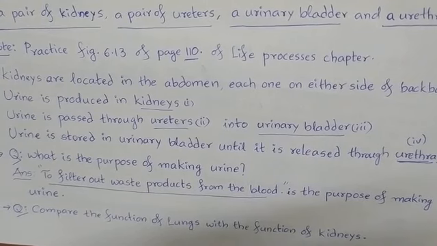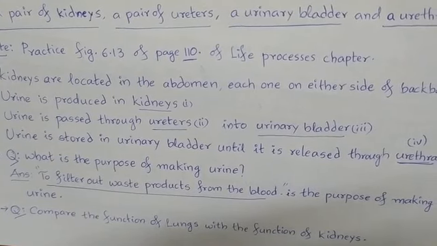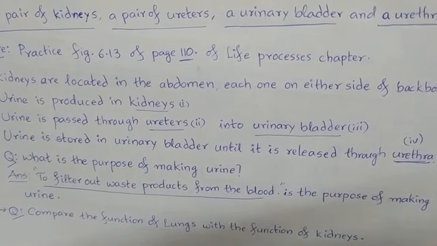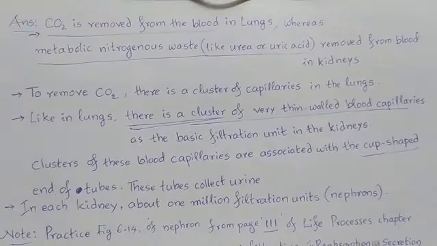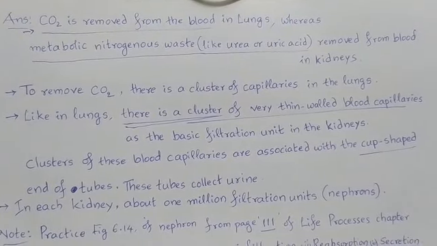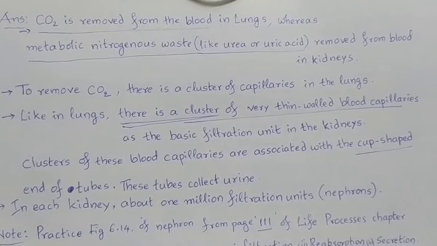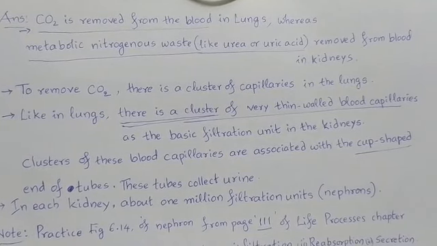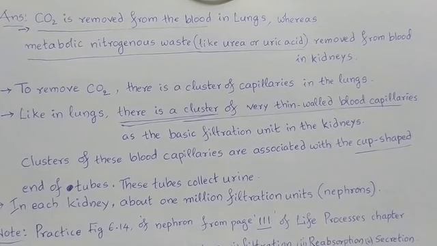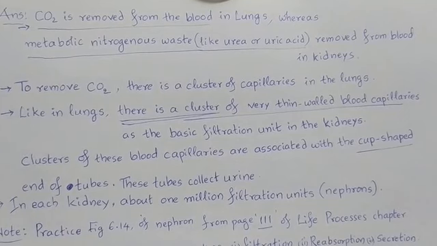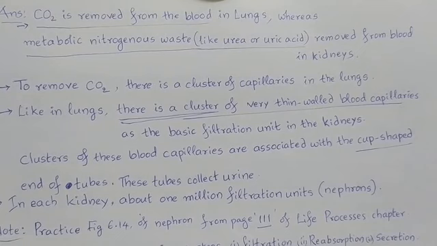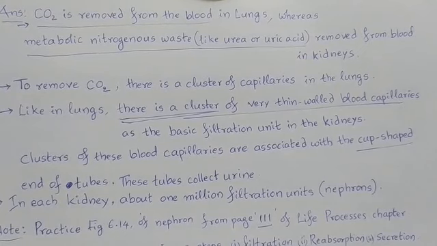Now let us compare the function of lungs with the function of kidneys. Carbon dioxide is removed from the blood in the lungs, whereas metabolic nitrogenous wastes are removed from the blood in the kidneys. So in lungs, from blood, what is removed? Carbon dioxide. In kidneys, from the blood, what is removed? Metabolic nitrogenous wastes.